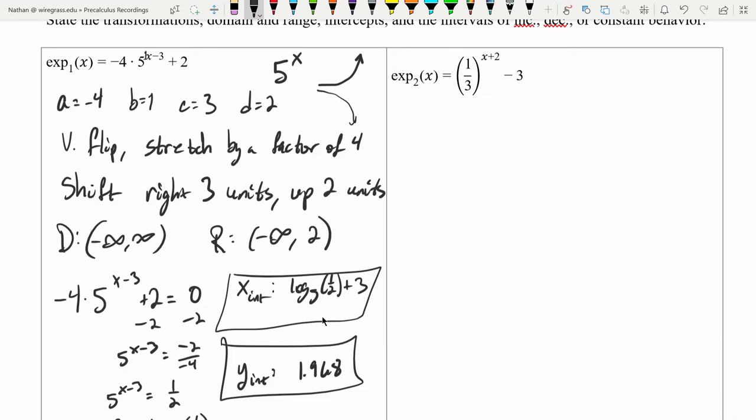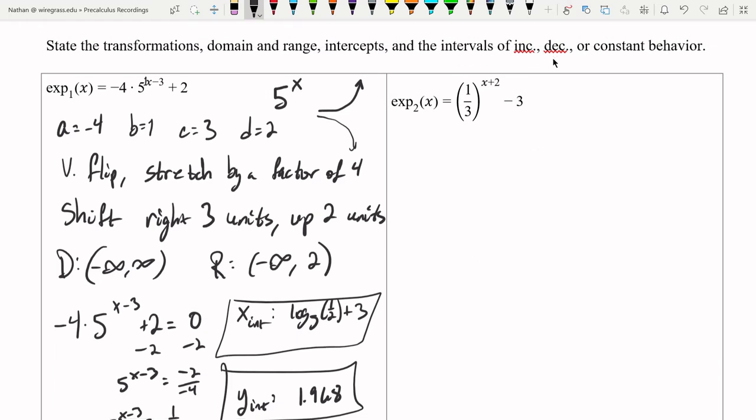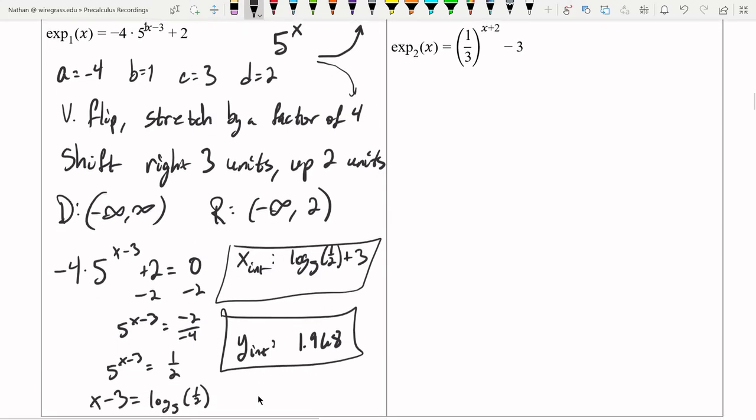And the last question was intervals of increasing, decreasing, and constant behavior. Well, it looks like this, right? It's been shifted over and up, but that doesn't change the overall behavior. So the function is decreasing on its domain, which is the entire domain.